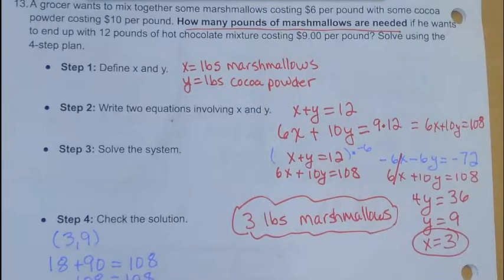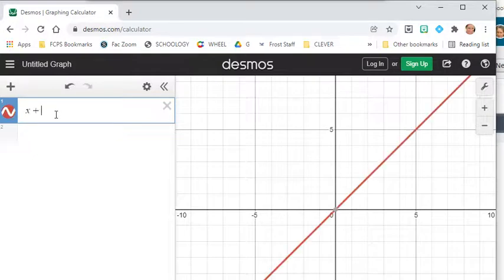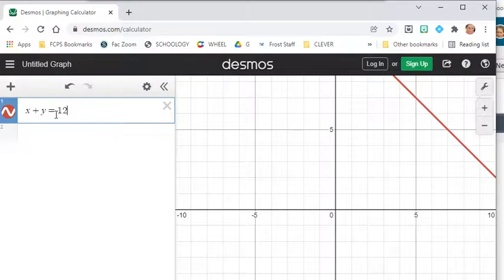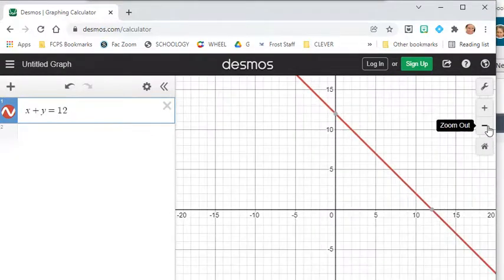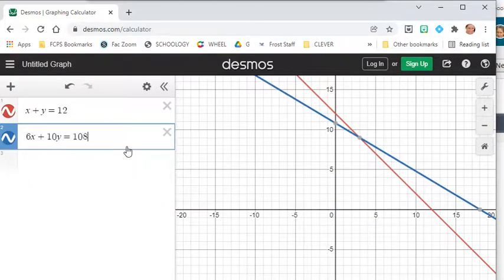So let's see if we can show what that looks like on Desmos. All right, so I've opened up Desmos, and I'm going to plug in the two equations we have. We know x plus y equals 12, and that gives me my first line. I would like to zoom a little bit better. Okay, my second equation tells me 6x plus 10y equals 108. Once I have both of these lines plotted in Desmos, I know my answer is where they intersect. Desmos is handy because it allows you to find that intersecting point, and it tells you the coordinates. So we can see that x is 3 and y is 9.